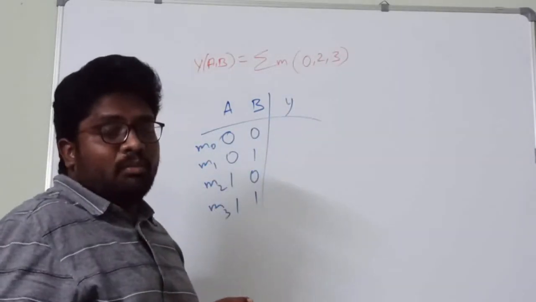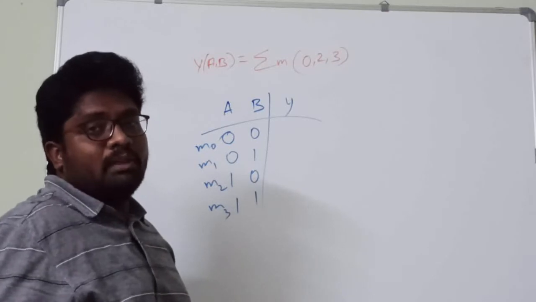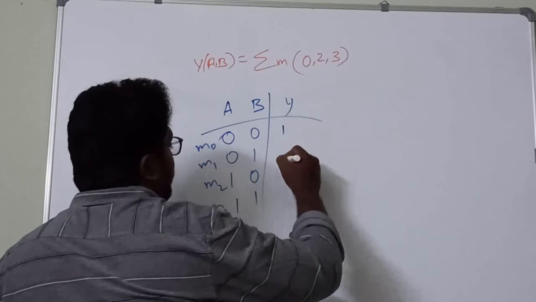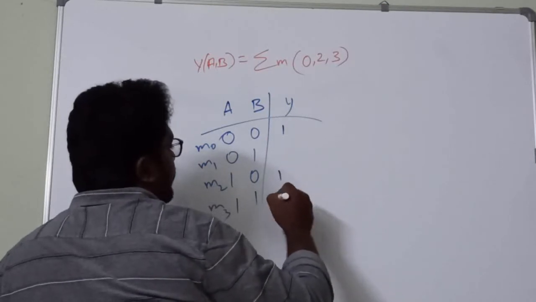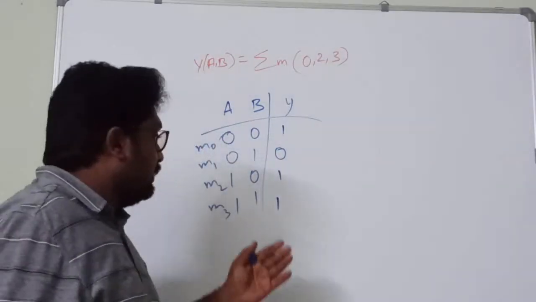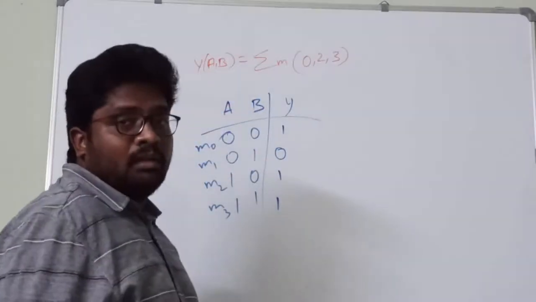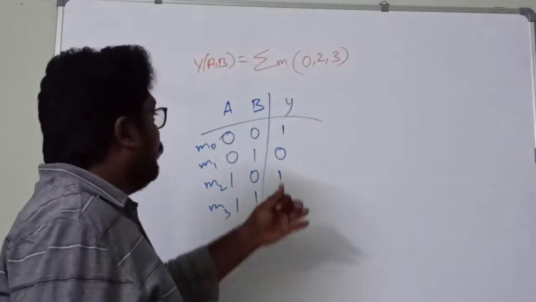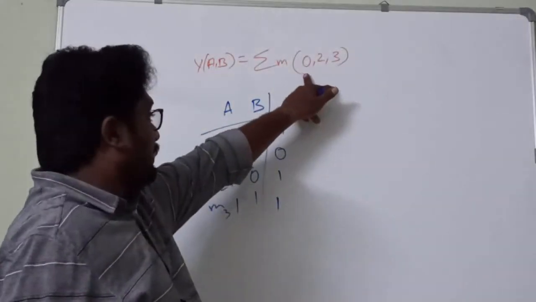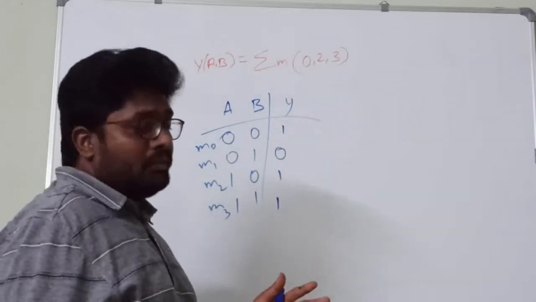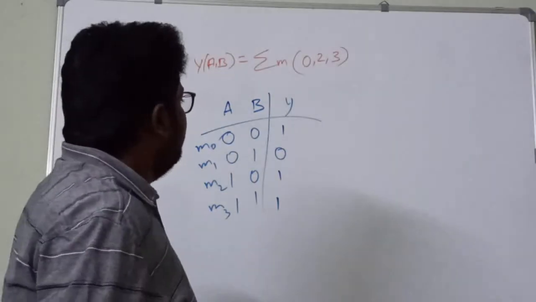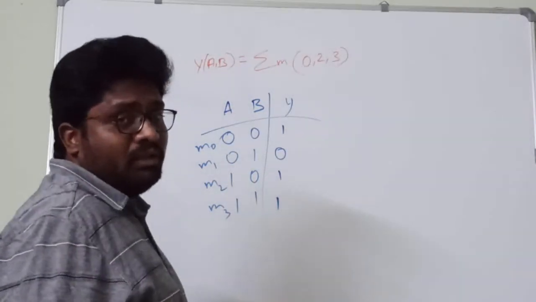The 0th min term, second min term, and third min term are having the higher values. That is, m0 is having 1, m2 is having 1, m3 is having 1, and finally m1 is having 0. So this is the truth table for the given expression. If you are familiar with these expressions, and practice 2 or 3 examples, then it will be simple to write the expressions directly without the truth table, right?